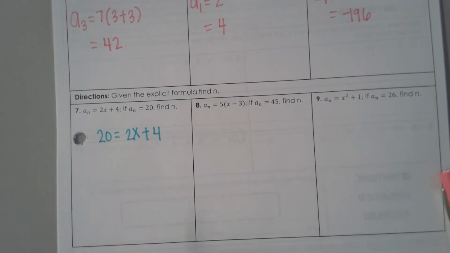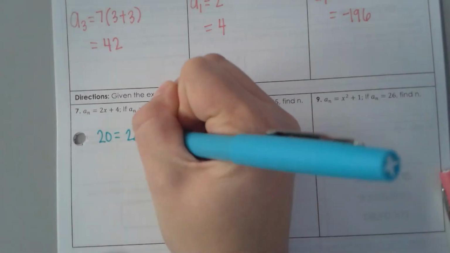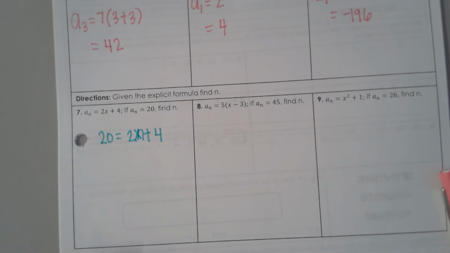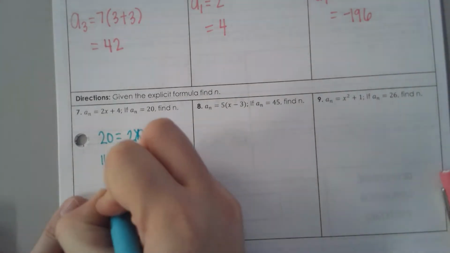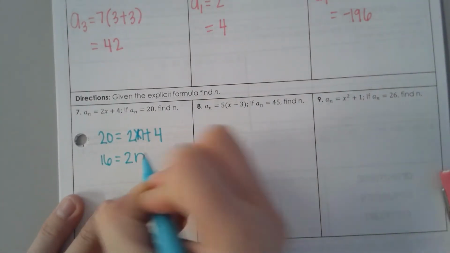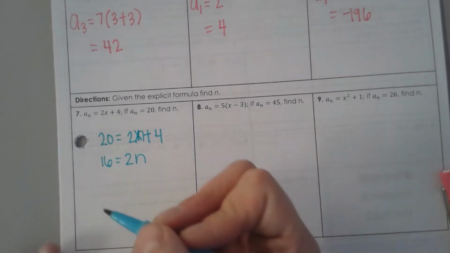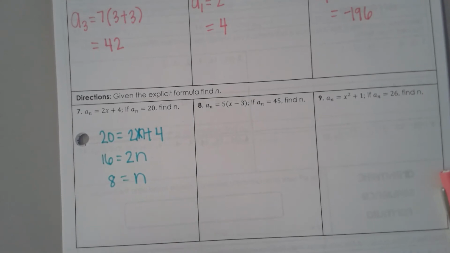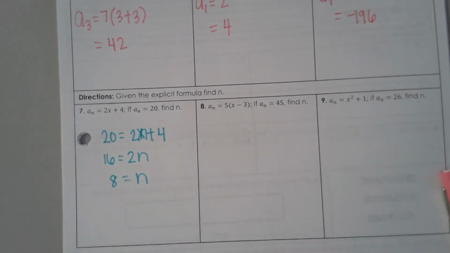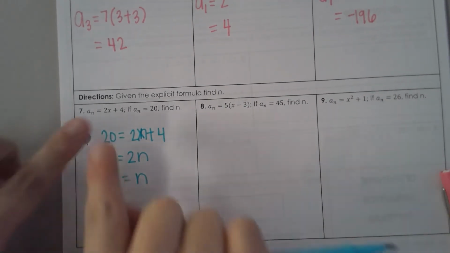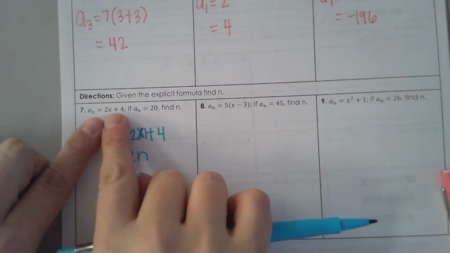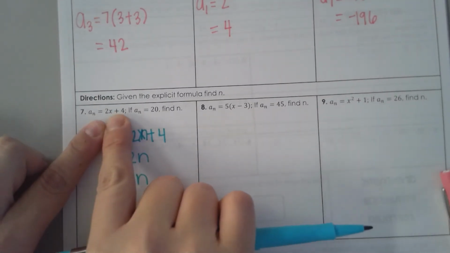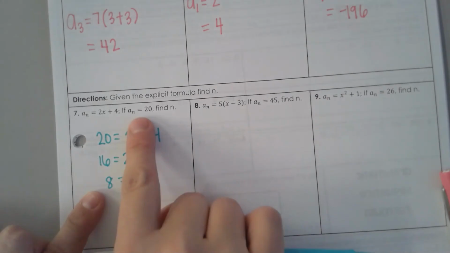And really, that should have been 2n plus 4. I just now realized that. So that should be an n. So 16 equals 2n. So 8 equals n. So the 8th term, so if I were to list out all of the terms, I could plug in a 1, plug in a 2, plug in a 3. The 8th one would be 20.